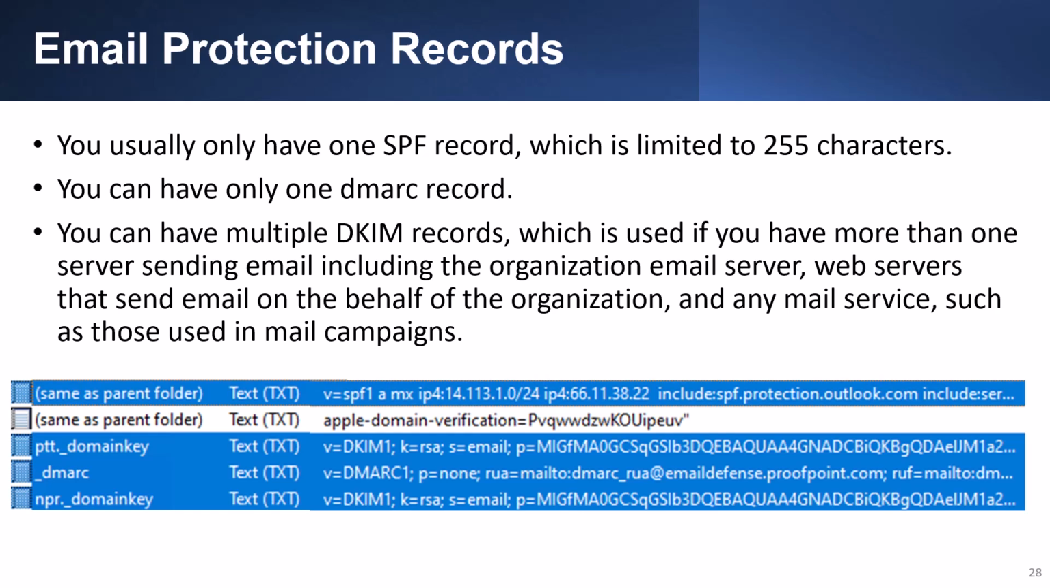You usually only have one SPF record, which is limited to 255 characters. You can only have one DMARC record. You can have multiple DKIM records, which is used if you have more than one server sending emails, including the organization's email server, web servers that send emails on behalf of the organization, and any mail service such as those used in mail campaigns.